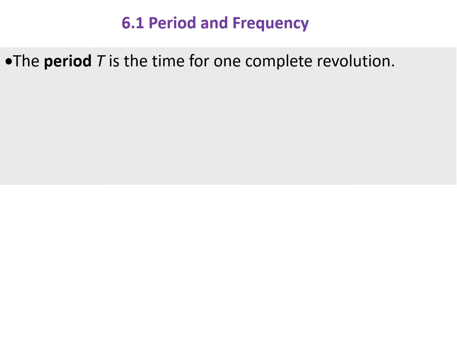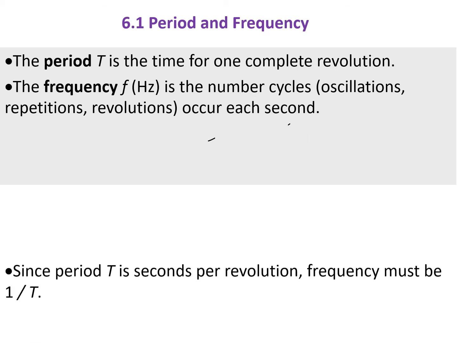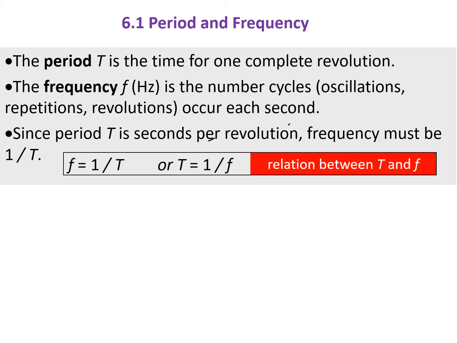Let's define period as the time for one complete revolution. Frequency is measured in hertz, that's the SI unit, or reciprocal seconds. Hertz is the same thing as seconds to the minus 1. Frequency is the number of cycles, oscillations, repetitions, revolutions that occur each second. The period and frequency are inverses of each other. So frequency is 1 over the period, or period is 1 over the frequency.